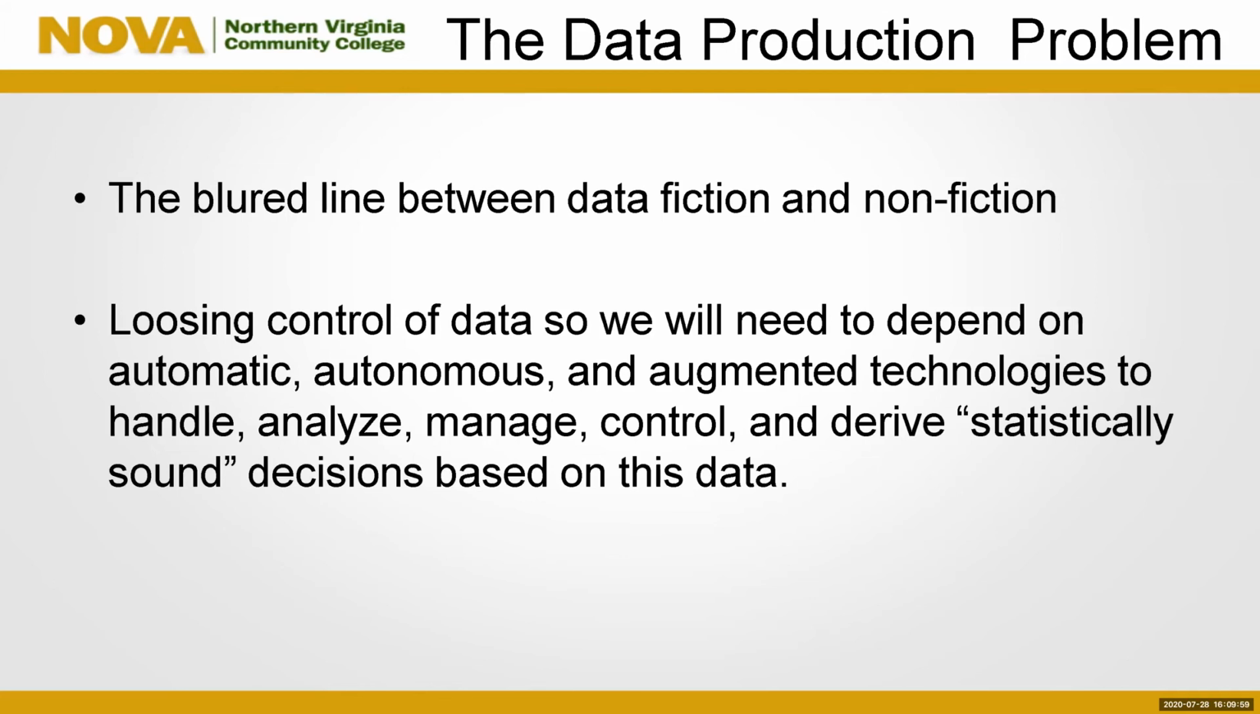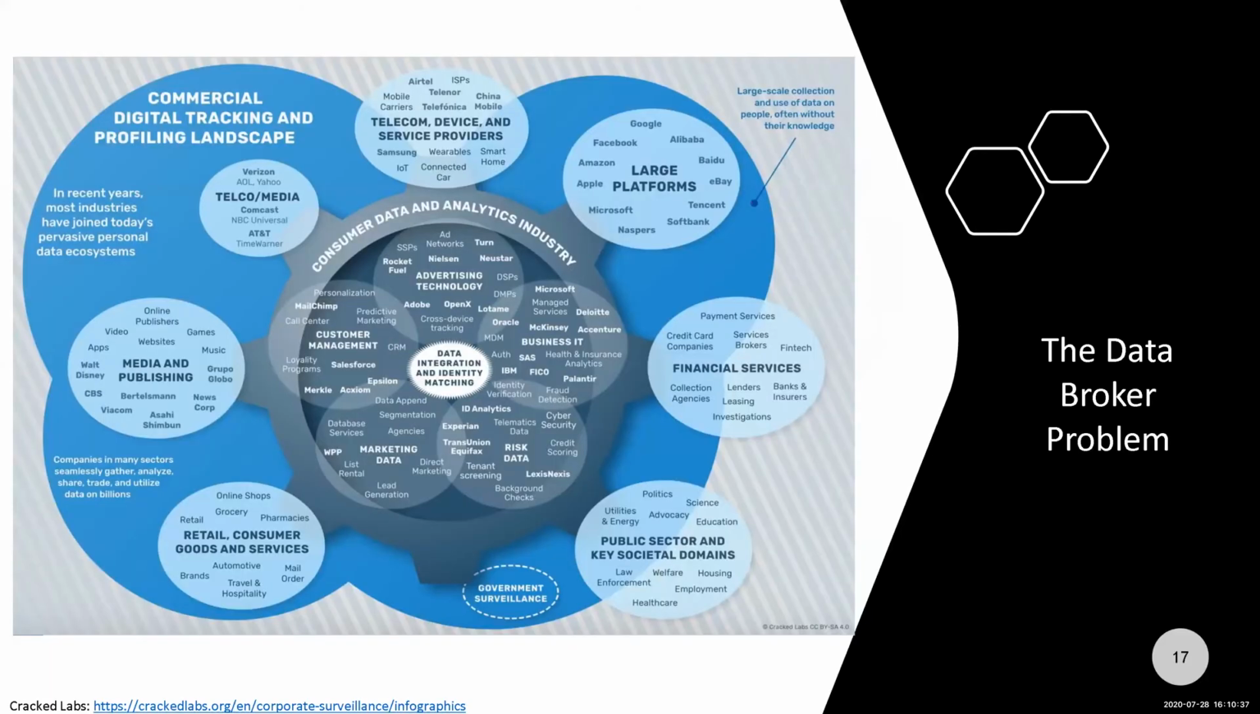When we lose control of our data, when we lose the capacity to control and understand and observe and be aware of the data that's out there, that automated, autonomous, and augmented technologies are handling, analyzing, managing, controlling, and deriving quote unquote statistically sound decisions based on that data, is fundamentally a problem, because if you don't know what's out there, you don't know what the autonomous system is using in order to make its decision, right? So these are all of the challenges when dealing with autonomy, or the A3 evolution.